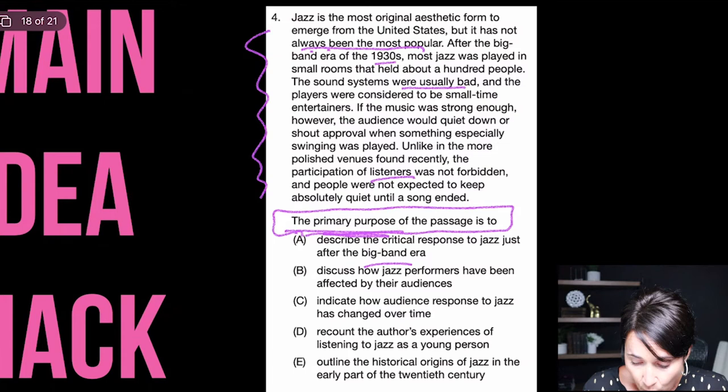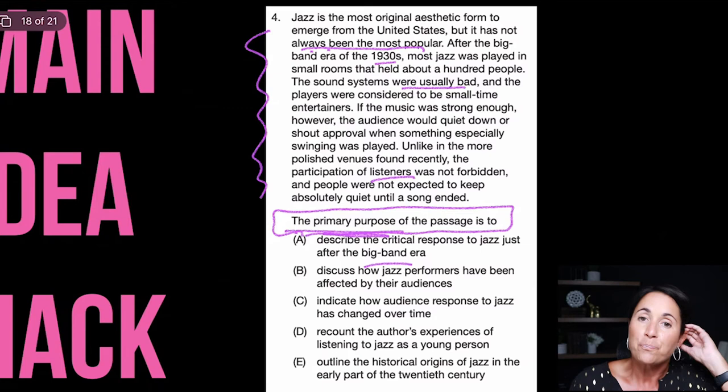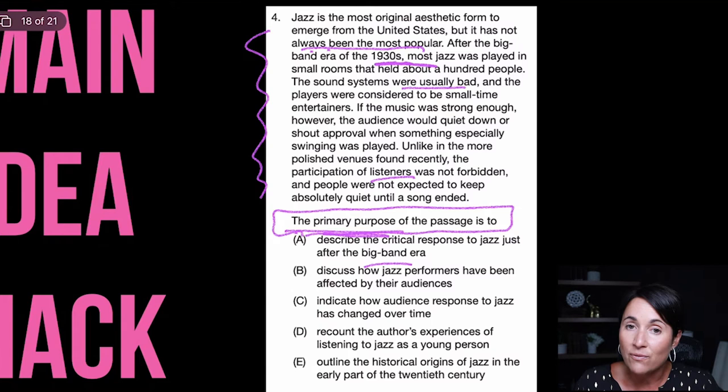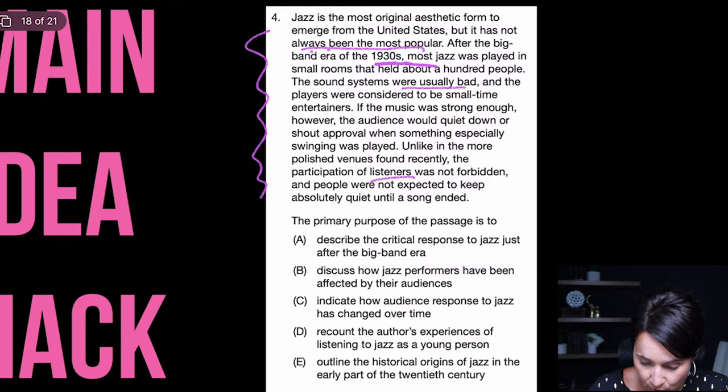So we're talking about participation from the audience, okay? There are some specific details in here, like the 1930s and the big band thing. But overall, this passage is about the audience screaming and carrying on versus being quiet and all of that. So let's go to the answer choices here. Now, I've already read my question or my task, and I know I'm looking for the main idea.